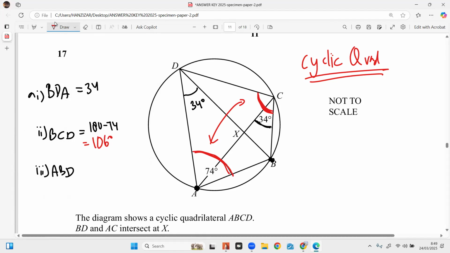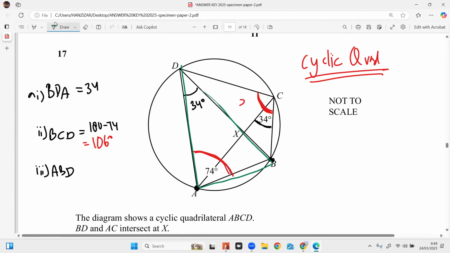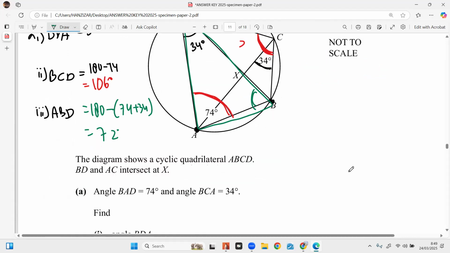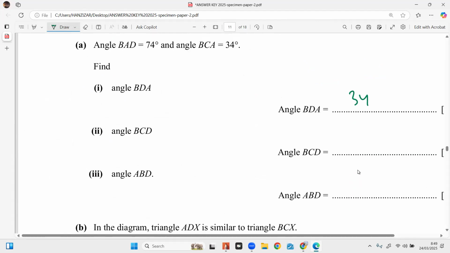Okay, ABD. Oh, easy peasy. Just look at the triangle. ABD. So 180 subtract 74 plus 34, 72, yeah. Okay, 34, 106, 72.